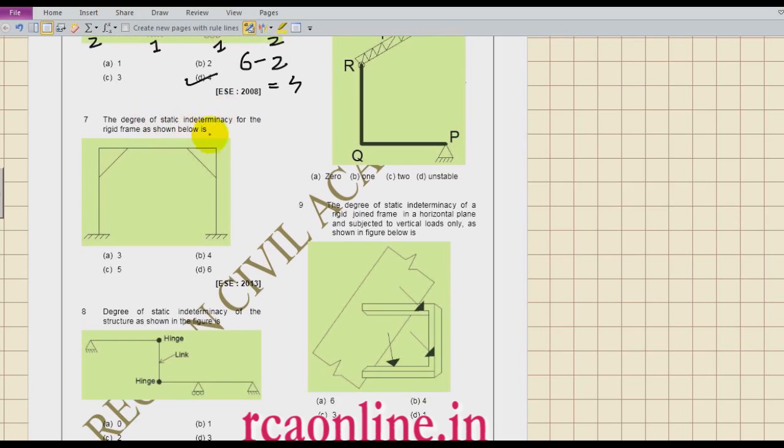Now see another problem, which is also a good problem. The degree of static indeterminacy for the rigid frame as shown. Now if you see this frame like this, then what is its static indeterminacy? It is 3. But now there is a member which is joined here. This is known as bracing. These are bracing. Is it okay?